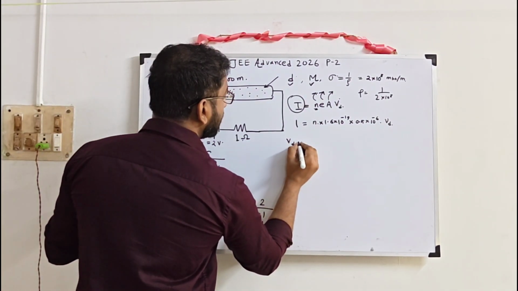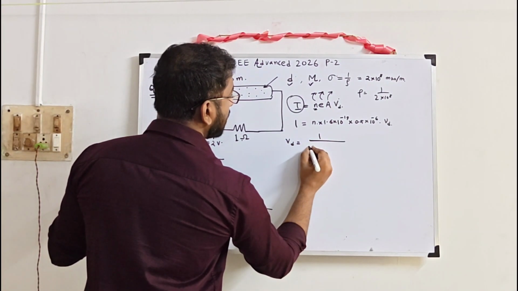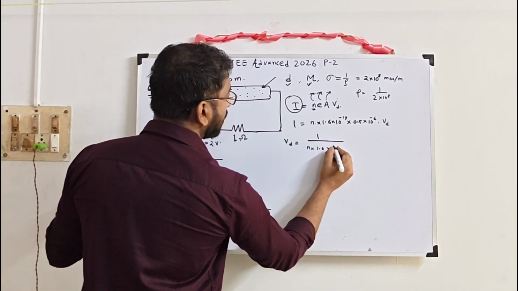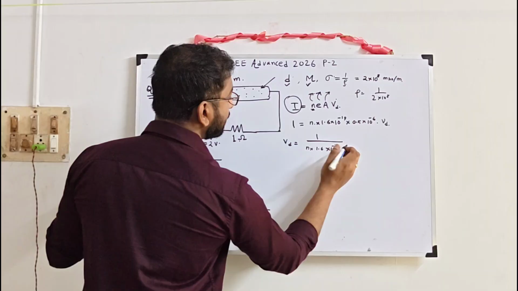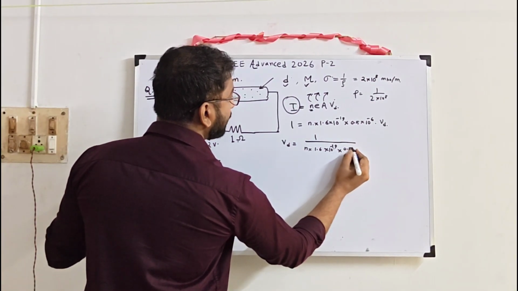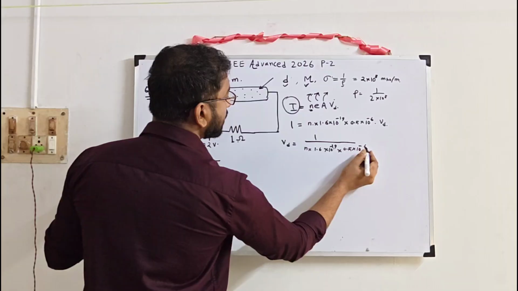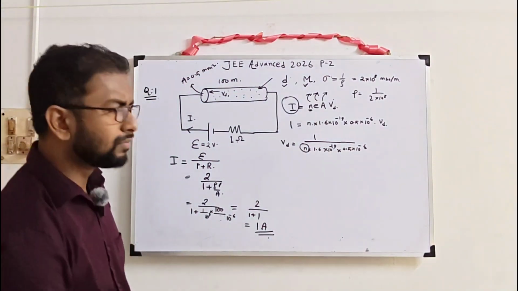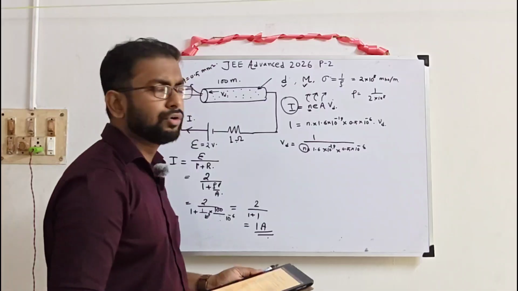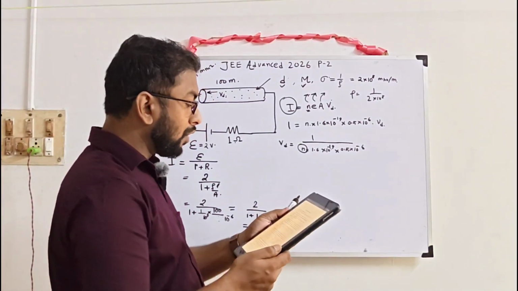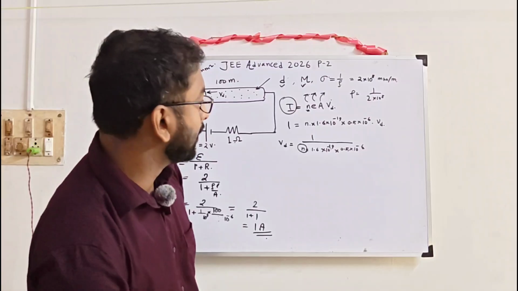and Vd is becoming 1 by n into 1.6 into 10 to the power minus 19 into 0.5 into 10 to the power minus 6. Just the n value, we have to find out, the number of electrons per unit volume, and we can find out the value of the drift velocity. And it is given also that we assume one conduction electron per atom of the metal.